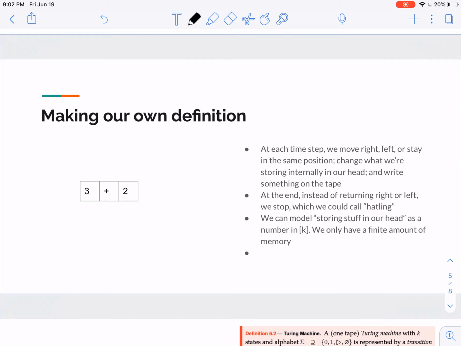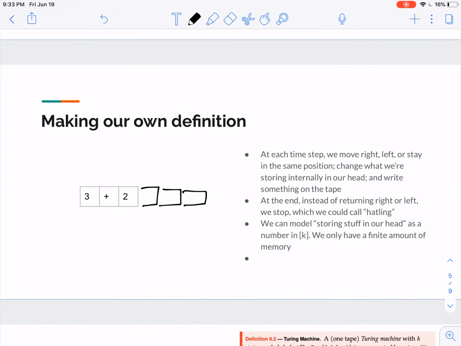But we can move, and then we changed what was in our head, right? Like from 3 to 3 plus 3. And then we also potentially wrote something on the tape, right? And the tape being sort of like a series of, if you imagine, infinite boxes, right? That's sort of like your scratch paper that you have to work with. You could just assume you have infinite scratch paper to keep writing stuff on.